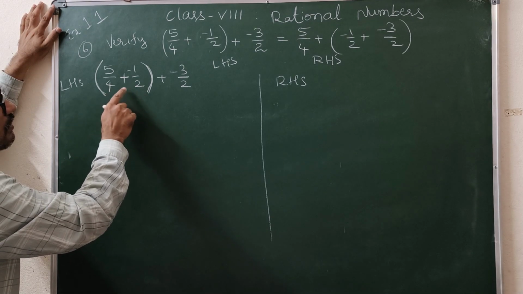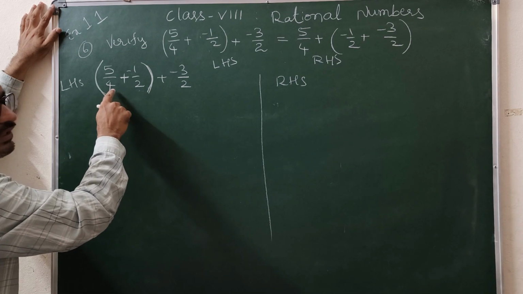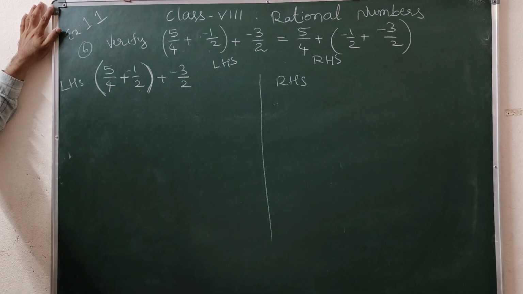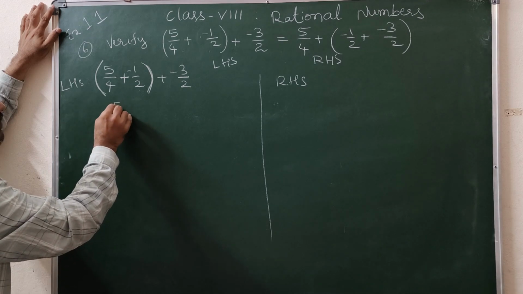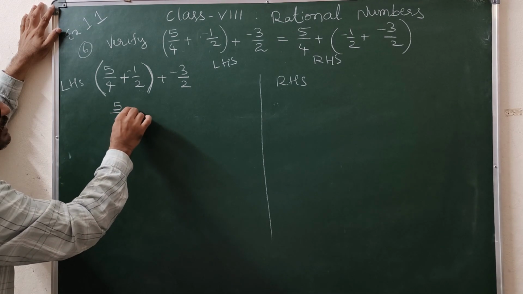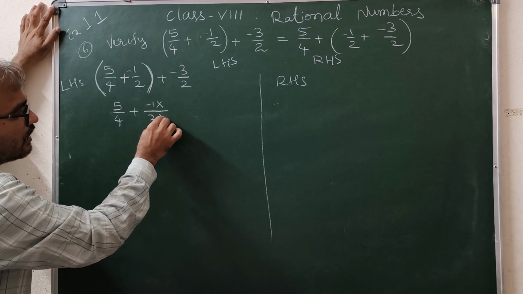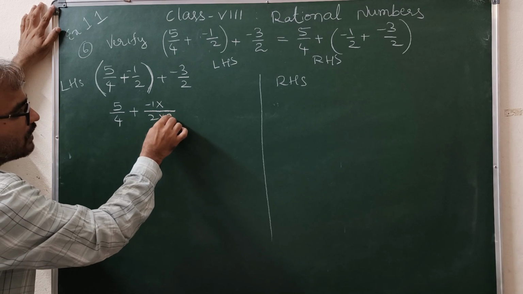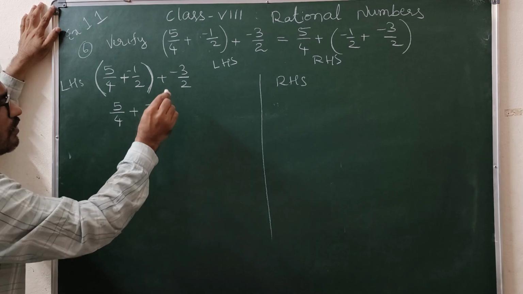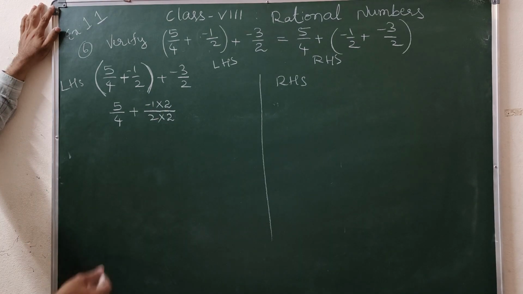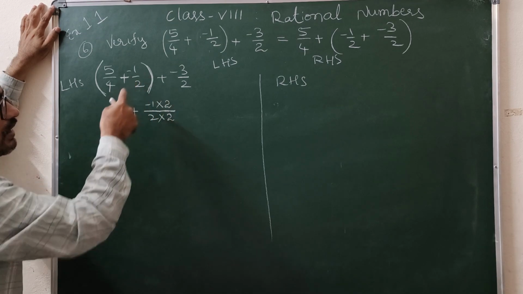By looking at the numbers 2 and 4, you should get automatically that in 2 table you will get 4. Nothing but 4 is a multiple of 2. So you keep 5 by 4 as it is, plus this minus 1 by 2. To get 4 here, you have to multiply the denominator by 2. So you must multiply the numerator also by 2. Right? Why we multiply is, without changing the value of the fraction, we are writing the equivalent fraction of minus 1 by 2.